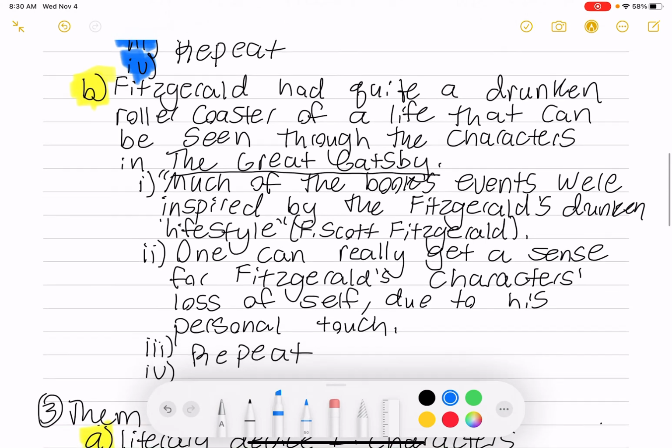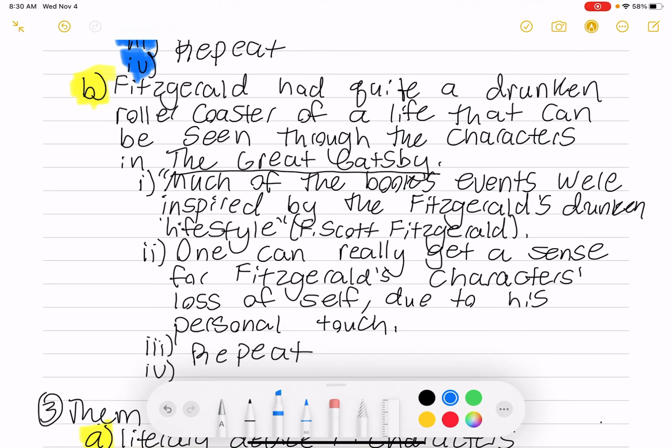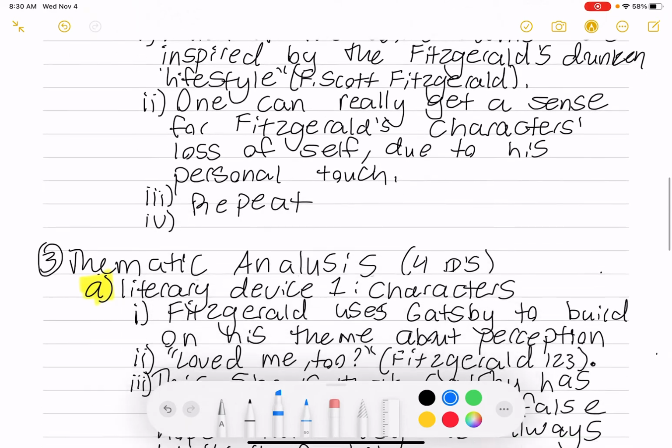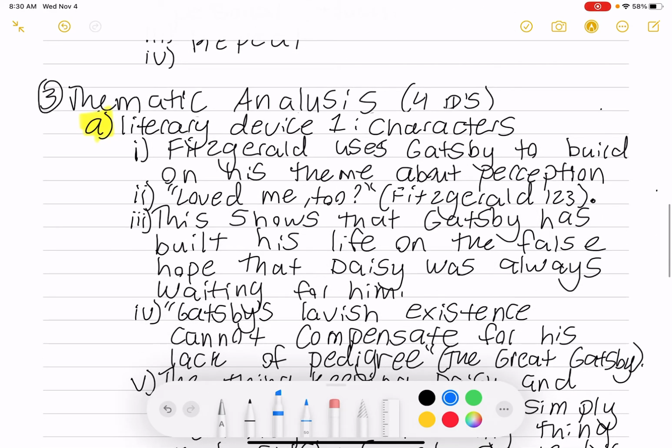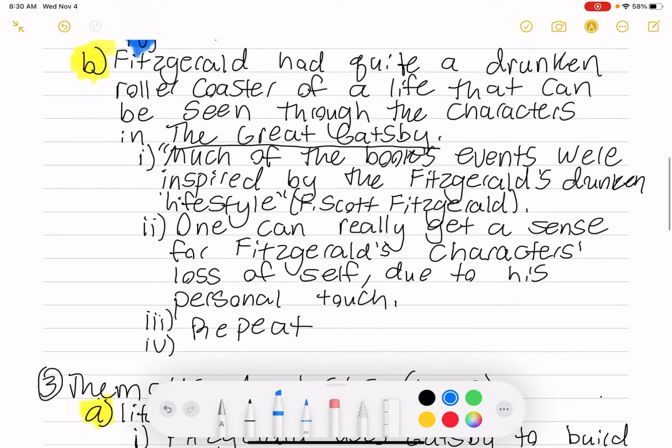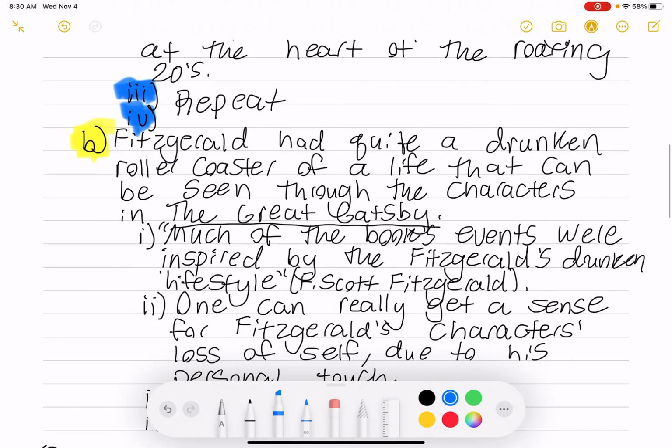And then you come down here, and paragraph B for the author background is how their life affected their writing. So again, for A, there we go. Fitzgerald had quite a drunken roller coaster of a life that can be seen through the characters. That is my topic sentence, how his life affected his writing.